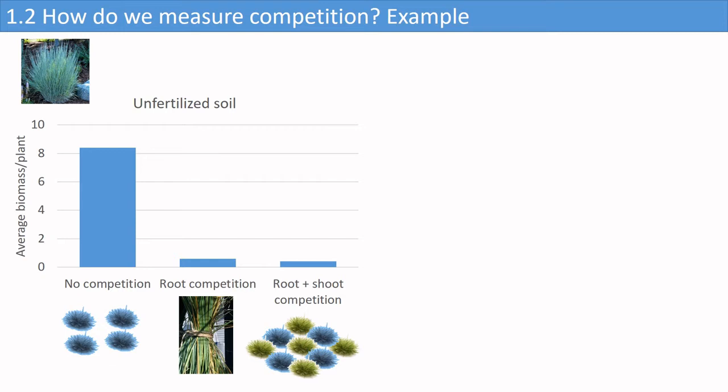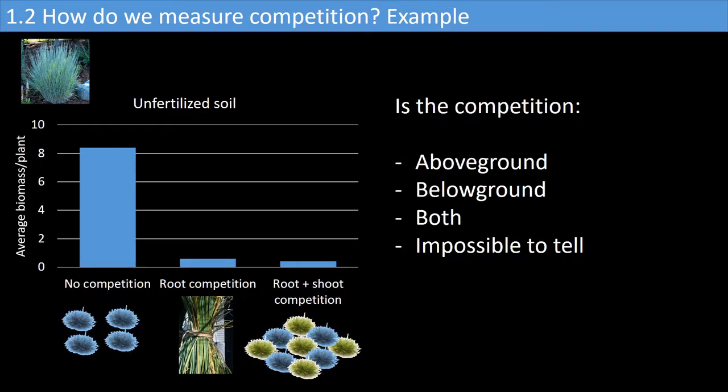So why did they bother to do two experimental treatments of competition? Because they wanted to test whether competition is stronger above ground or below ground, whether it exists above ground and below ground, or whether it is just on one level. So based on these results, can you tell me if the competition is mostly above ground, below ground, both, or we simply don't have enough information to make this conclusion? Both, I would say.